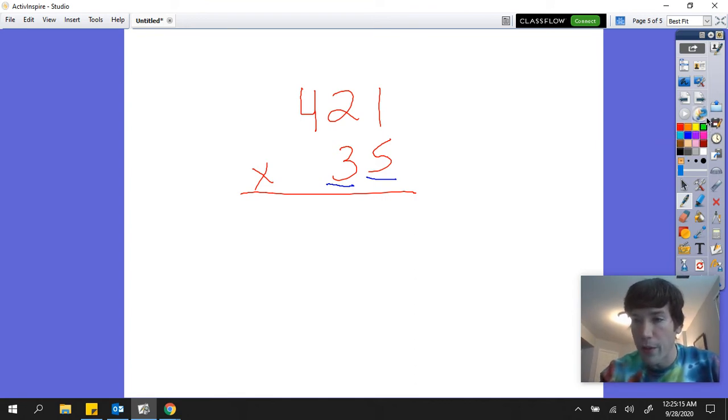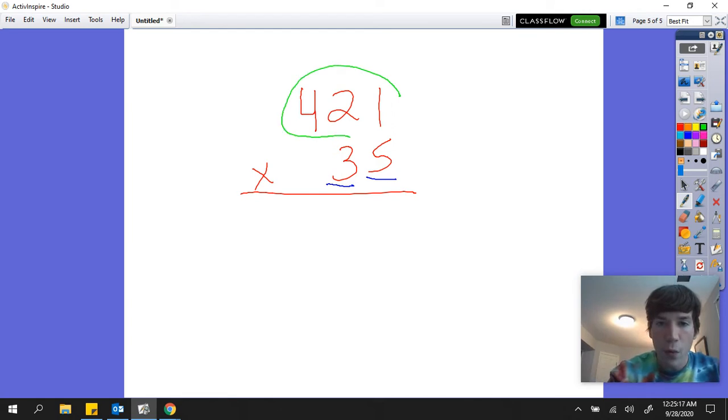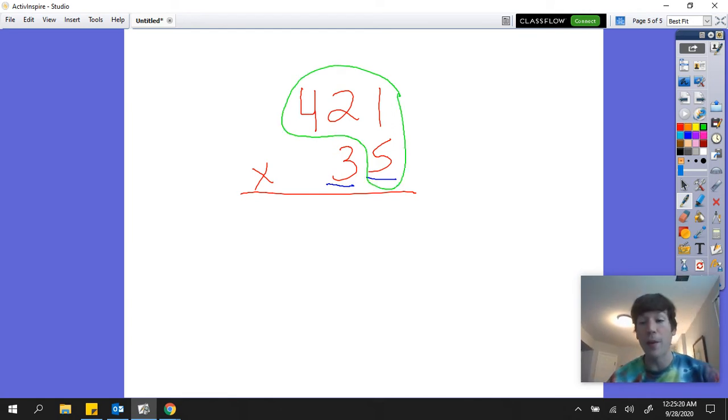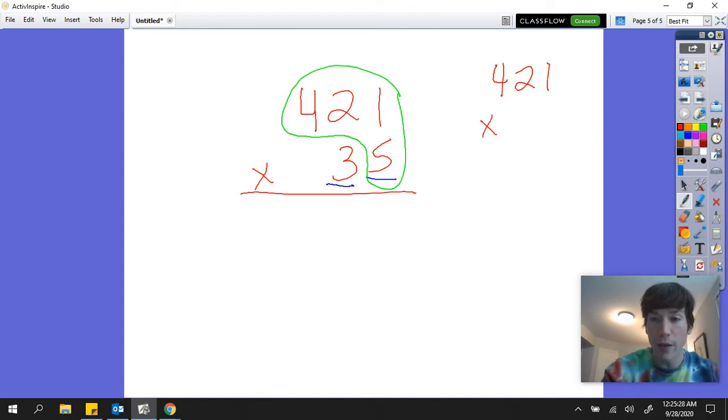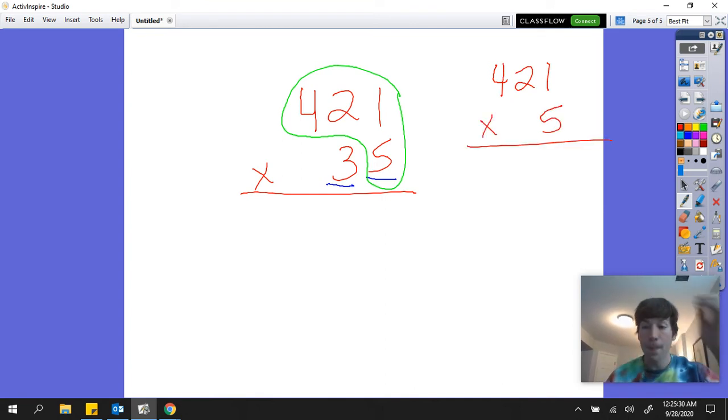Now, a lot of people use this method called the turtle method, where we multiply first by the ones place. Now, when we're multiplying by the ones place, we're kind of splitting this into two problems. And the first problem I'm going to look at is 421 times 5. So what we do here is we're going to multiply that ones digit 5 by each of our digits in 421. So starting off, I'm going to say 1 times 5 is 5.